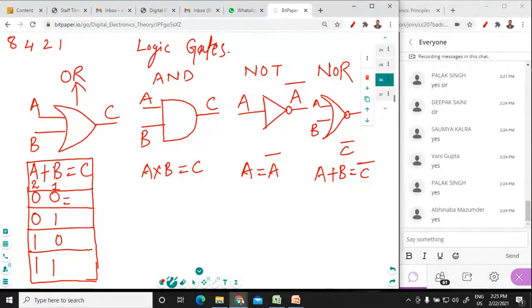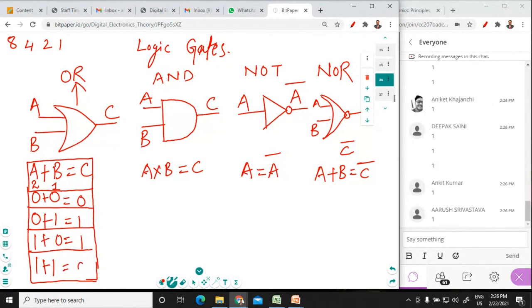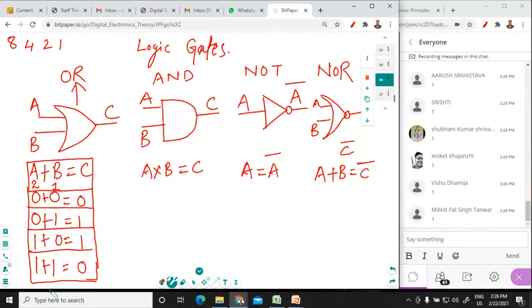Okay. Now you have to perform the addition. So 0 plus 0 is 0. 0 plus 1 is 1. 1 plus 0 is 1. 1 plus 1 is 0. Okay. So this is the addition part, and you have to use it as 1 also. Okay. 1 plus 1, 1.